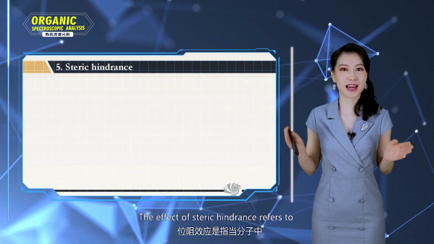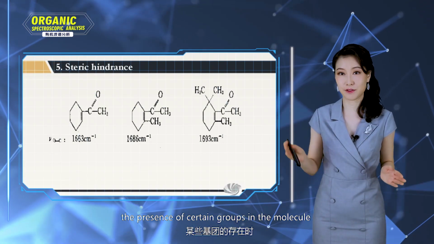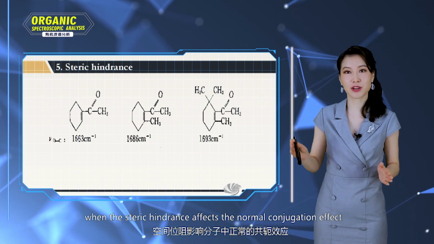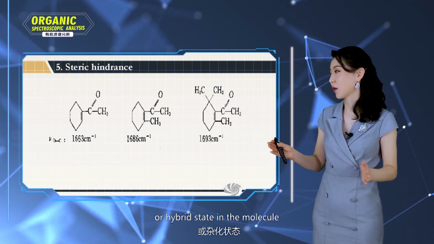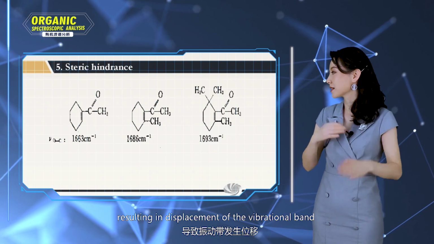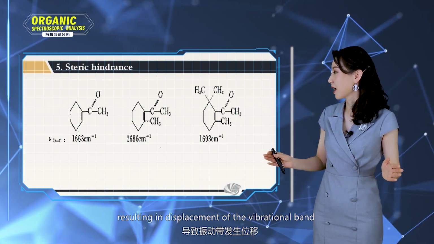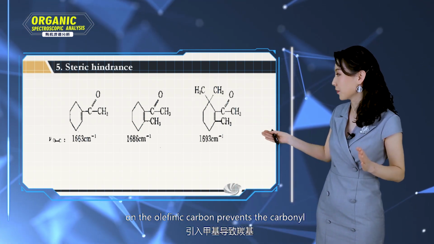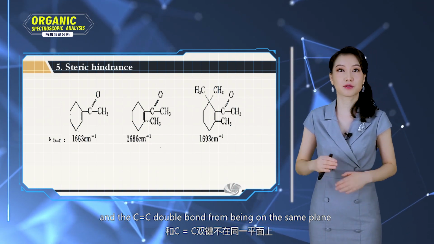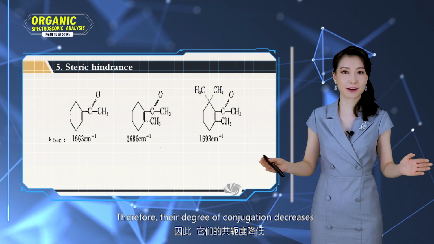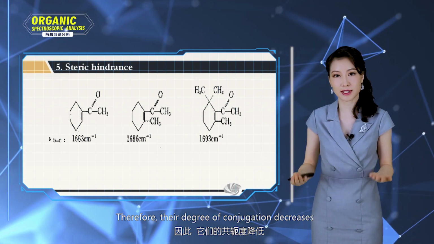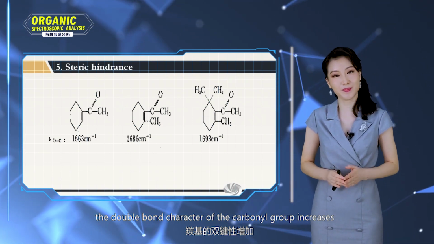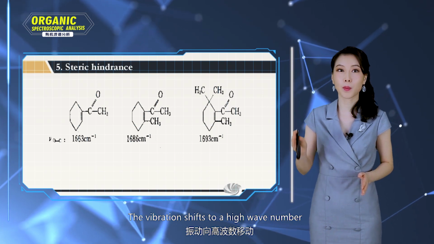The effect of steric hindrance refers to the presence of certain groups in the molecule whose steric hindrance affects a normal conjugation effect or hybrid state in the molecule, resulting in displacement of a vibrational band. The introduction of a methyl group on the olefinic carbon prevents the carbonyl and the carbon-carbon double bond from being on the same plane. Therefore, their degree of conjugation decreases, and the double bond character of the carbonyl group increases. The vibration shifts to a higher wave number.